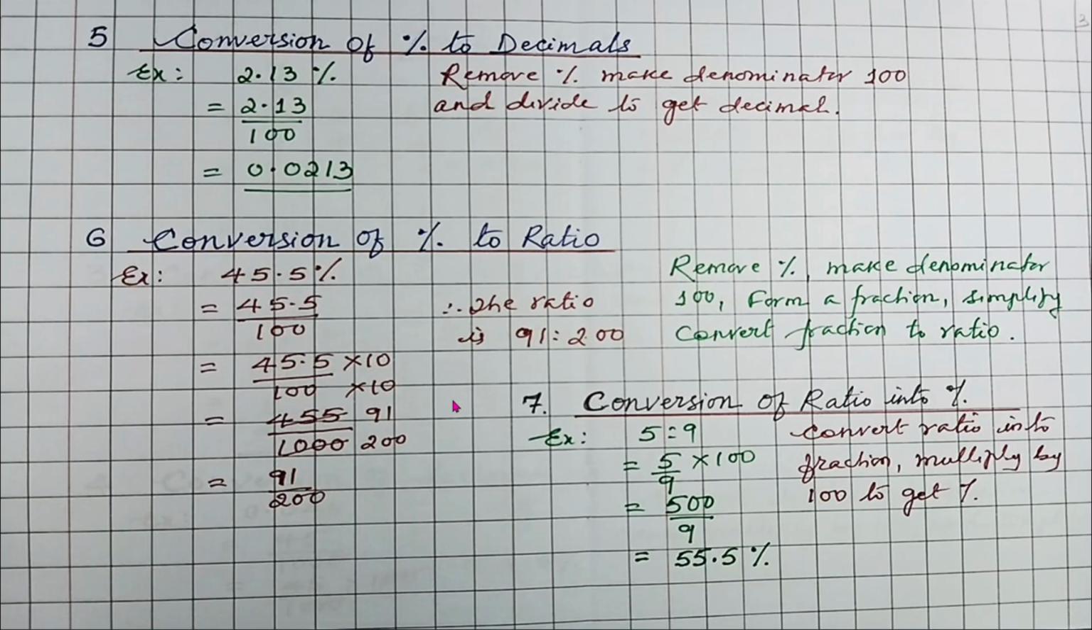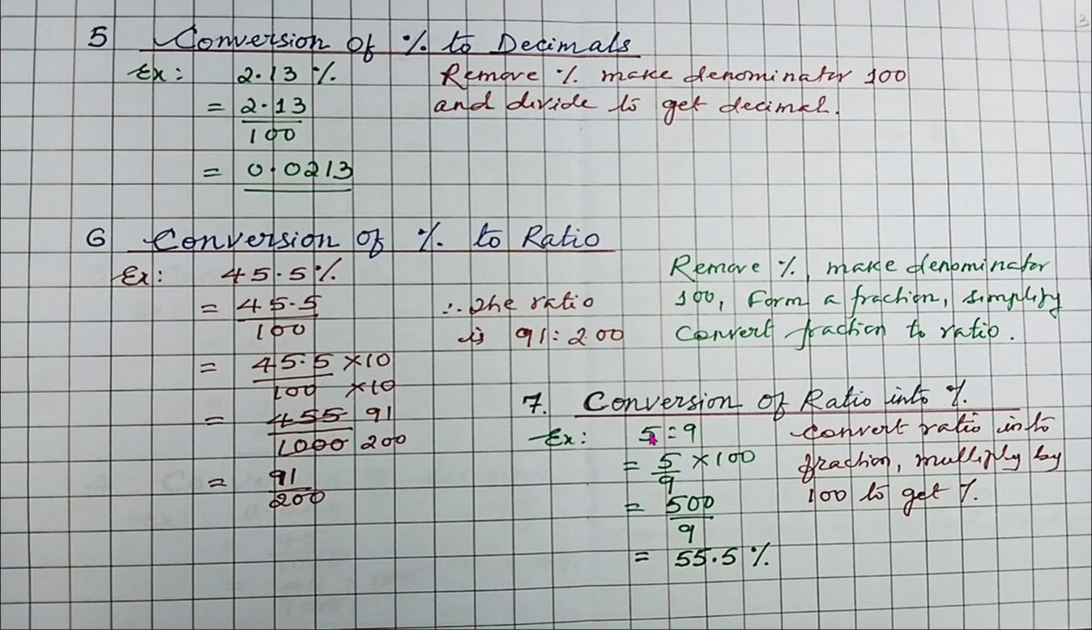To write in the ratio form, 91, which is the numerator, becomes the antecedent and 200 becomes the consequent. Therefore the ratio is 91:200. So to convert a percentage into a ratio, first convert the percentage into a fraction, then simplify the fraction and convert it into a ratio. That is the procedure. Now, conversion of ratio into percentage.